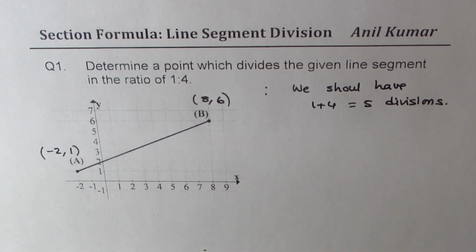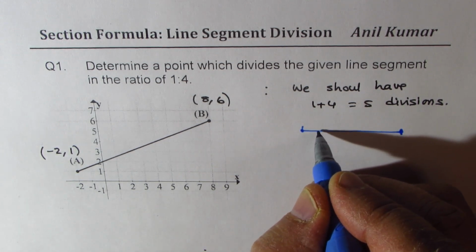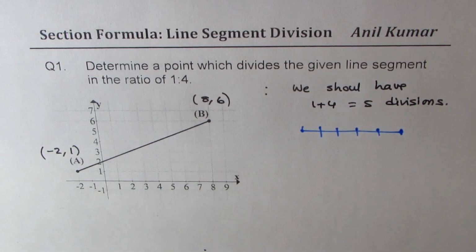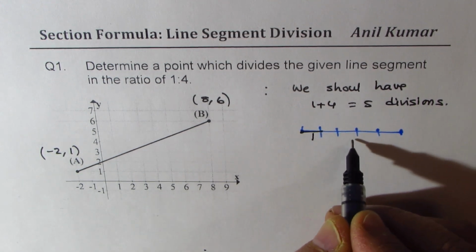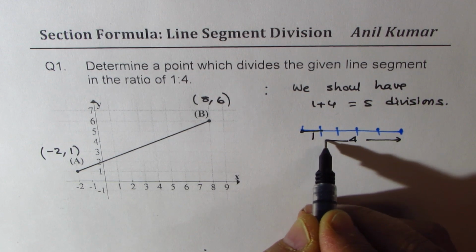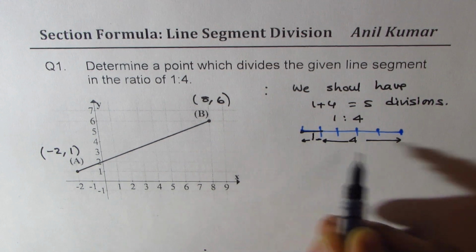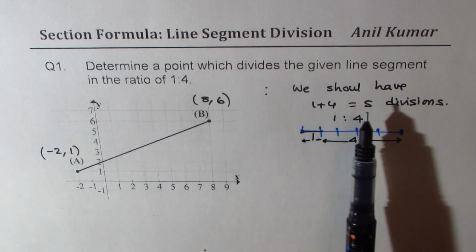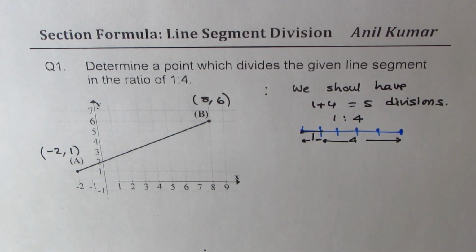So what I'm trying to say here is, if you look into a line like this, and let's say we make 5 divisions, 1, 2, 3, 4, and 5. In that case, 1:4 means that from here to here, that is 1, and this is 4. Do you get the idea, right? So basically, we have to divide the line into 5 equal parts if the ratio is 1:4. Equal parts means add them up, right, to get how many equal parts. I hope that concept is clear.